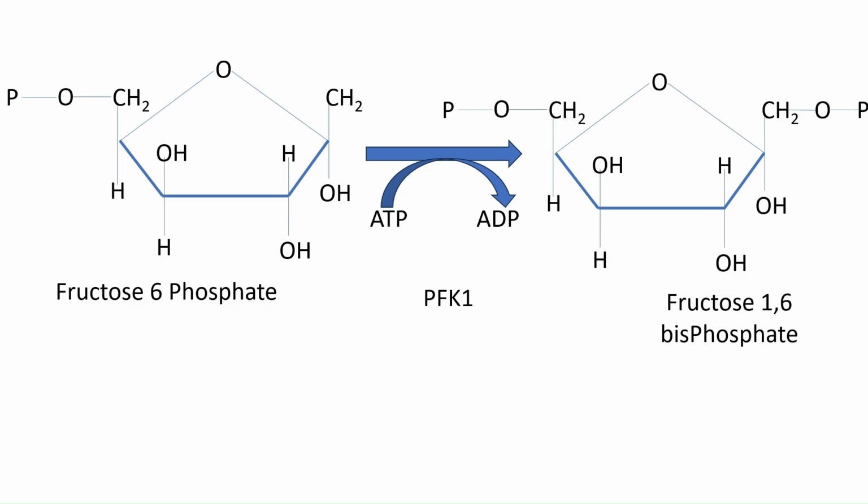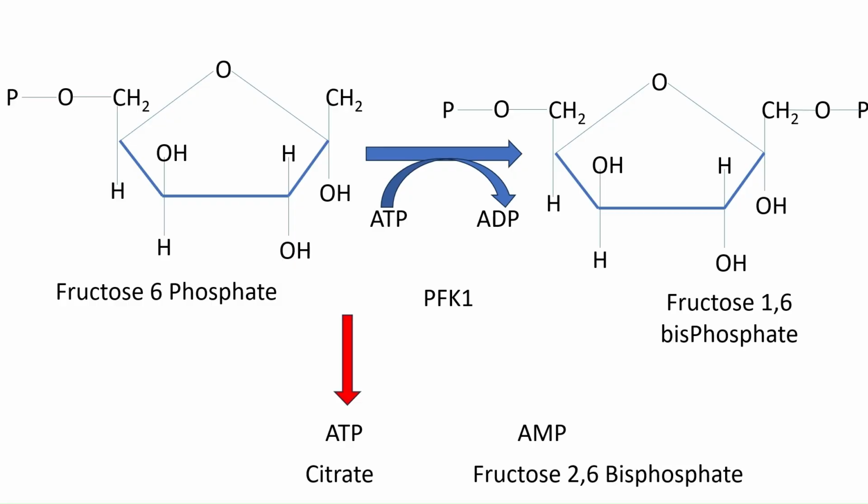Now about the enzyme phosphofructokinase 1. It is one of the main regulatory enzymes of glycolysis, and compounds like ATP and citrate, which are basically end products, they inhibit its activity, and compounds like AMP or fructose 2,6 bisphosphate, they increase its activity.